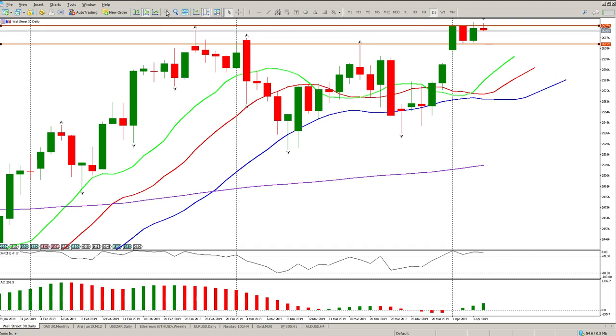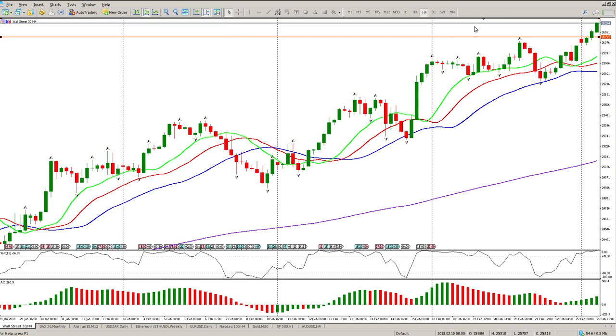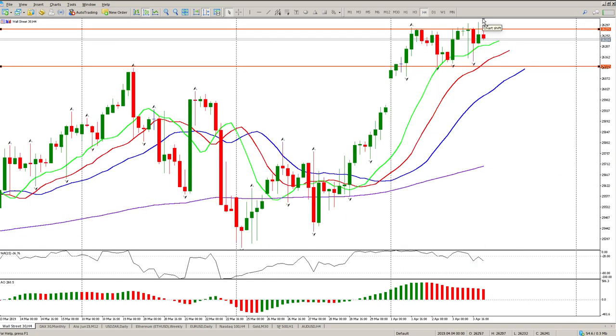There is another way of looking at it, and I'm going to point that out on one of the lower time frames. Let's see if the 4-hour works. The other thing that we have here is a flat top triangle.